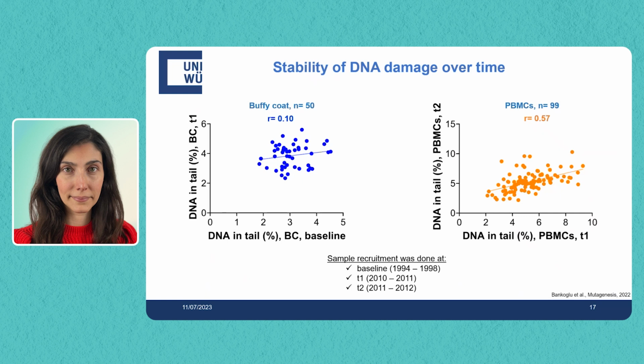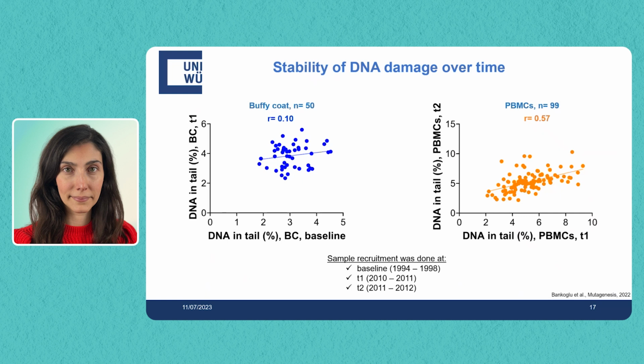So what we did, we ran the comet assay with all the samples on the same day, in parallel, PBMCs and also the buffy coats. And as you can see here, you can see the correlation of the DNA in tail percentage between baseline, from 1994, and follow-up time point 1, almost 14 years apart. In buffy coat, we see a moderate or weak positive correlation. So the 2 time points from the same individual don't show a good correlation in buffy coat samples.